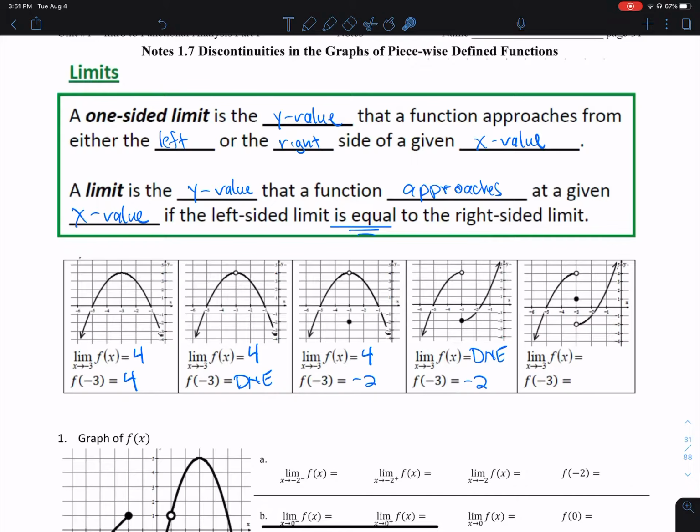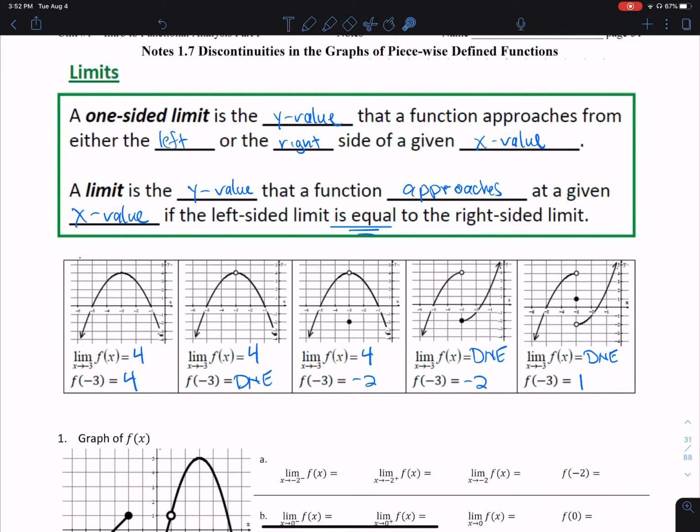Last picture. What is the y value when x is -3? It is 1. What is y approaching as x approaches -3? If you approach from the left, it's approaching 4. If you approach from the right, it's approaching -2. Those are different numbers. Therefore, the limit does not exist.